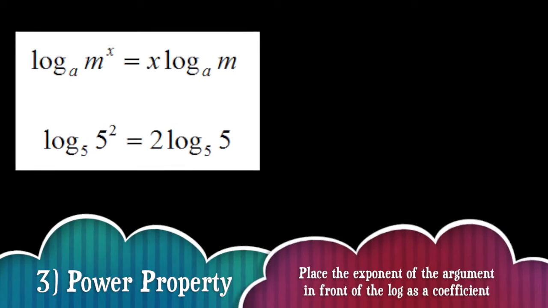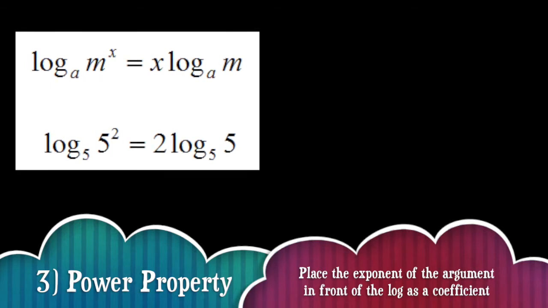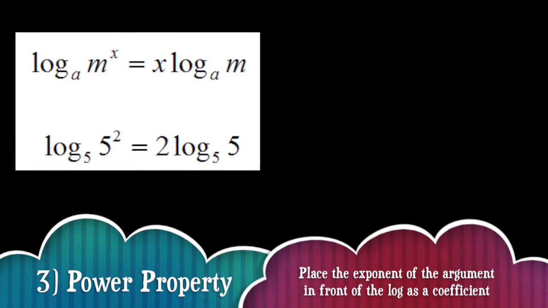For example, log base 4 of 2 minus log base 4 of 5 equals log base 4 of 2 divided by 5. When the argument of the log has an exponent, that exponent can be moved in front of the log as a coefficient. For example, when you have log base 5 of 5 squared, it is the same thing as writing 2 log base 5 of 5.